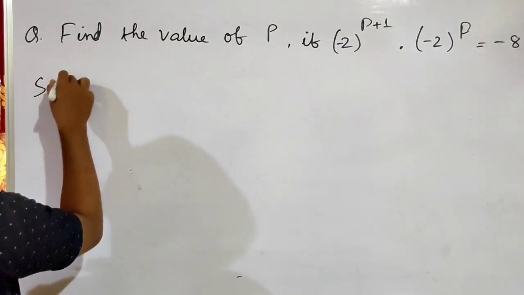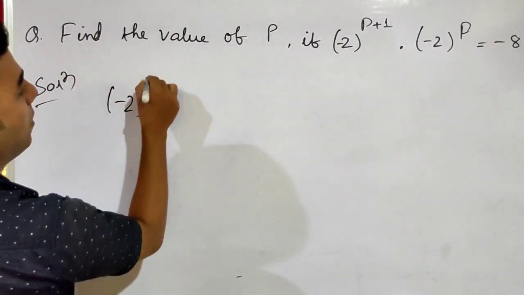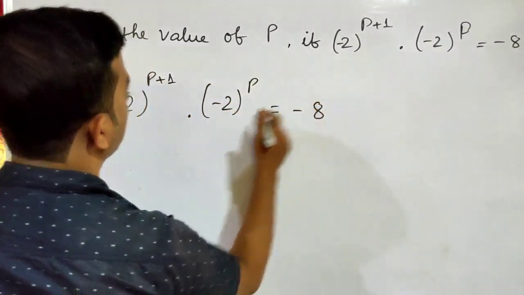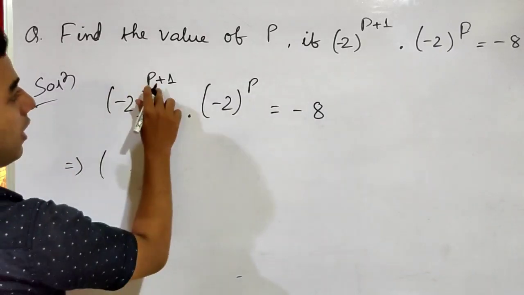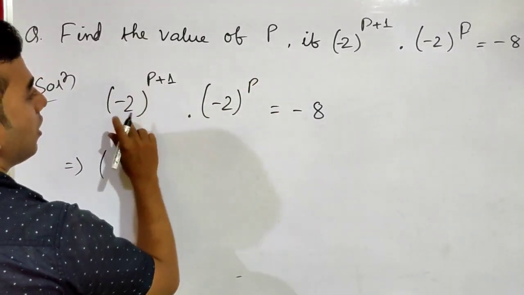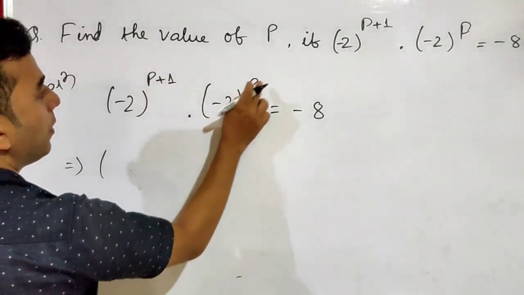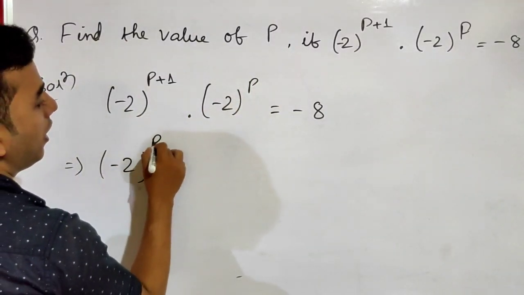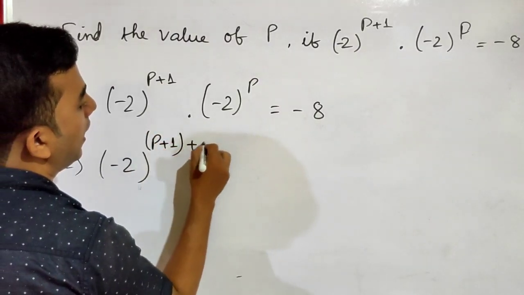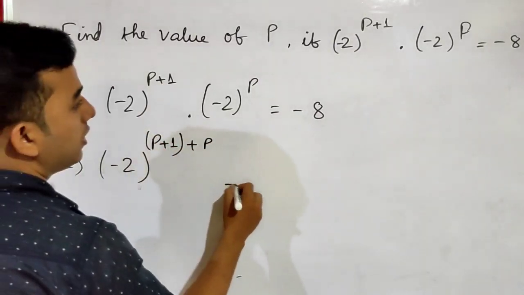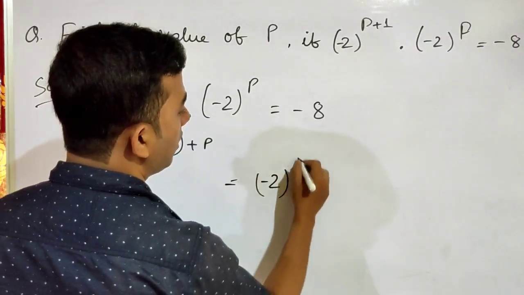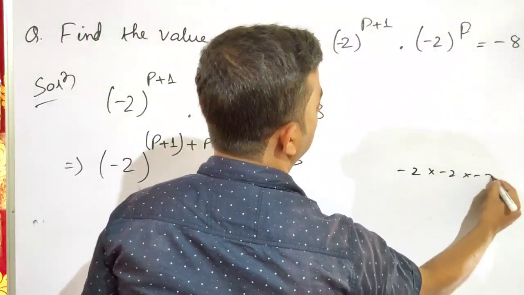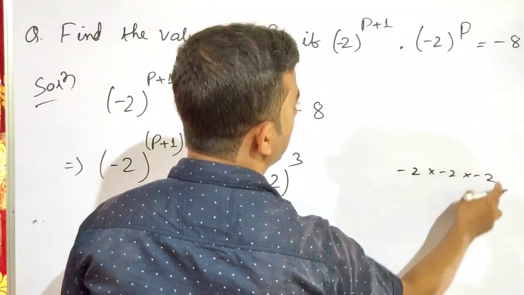Look here. Solution: (-2)^(p+1) into (-2)^p equals -8. So we'll write here a^m into a^n, which means a^(m+n). And -8 can be written as (-2)^3, isn't it? Because look, -2 into -2, 2 into 2 is 4, 4 into 2 is 8, minus minus plus, plus minus minus.